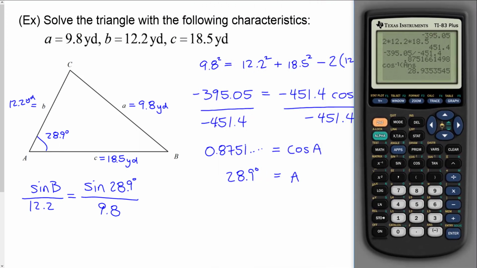So, let me clear this. So 12.2 times sine of 28.9 degrees divided by 9.8. So that gives me a value that is the sine of angle B. So I'm going to do the arc sine of this number, which will tell me what angle B is actually measured at. So B here is 37.0.